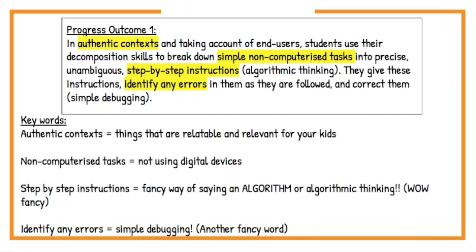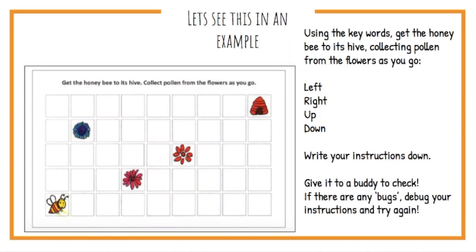The last keyword in this progress outcome is identify any errors. So the algorithmic or coding terminology for that is called debugging. That's where you are looking for any errors in the instructions and you would debug, which would mean to take them out.